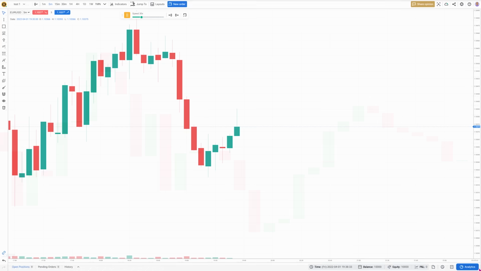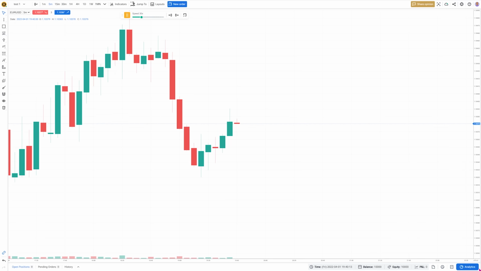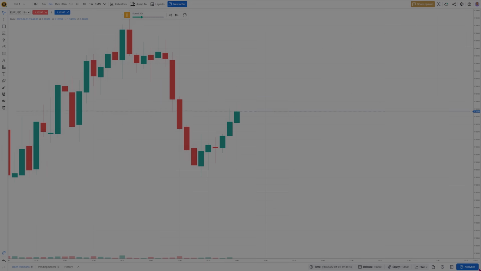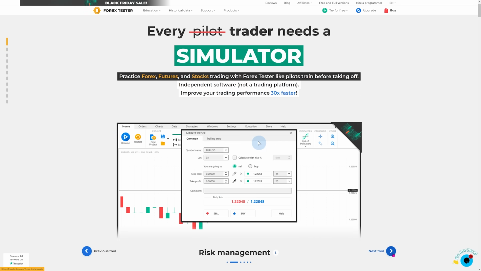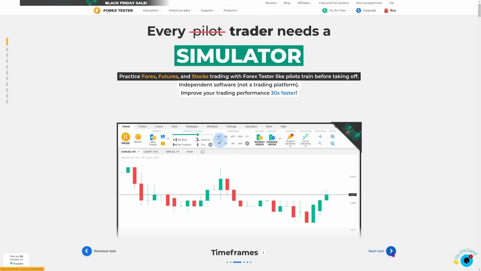That said, it's best to use platforms that provide a replay mode to get the most realistic data. So today, we're going to talk about a platform that offers many backtesting features, Forex Tester Online. Now let me show you how we use this platform and backtest the order block trading setup together.